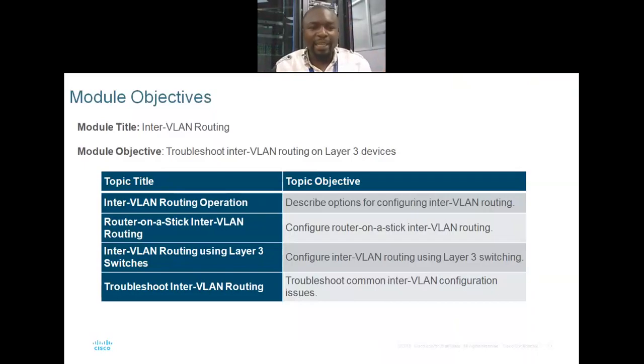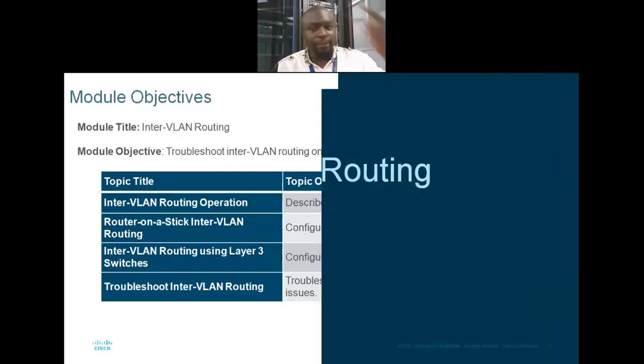The first one is the router on a stick. We're going to first look at the inter-VLAN routing operations, then we'll look at router on a stick, and then inter-VLAN routing on layer 3 switches. Then we'll look at how to troubleshoot inter-VLAN routing. So let's get to it.